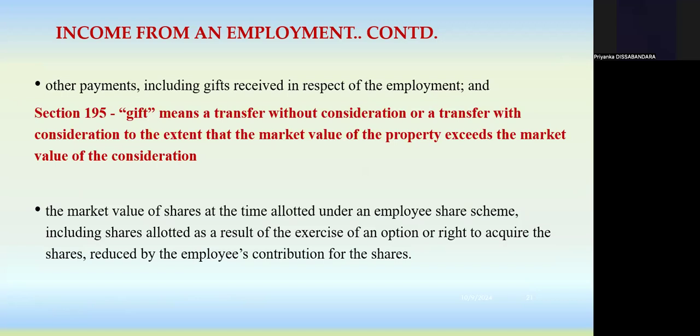The next one is other payments, including gifts received in respect of the employment. For the term gift, we have an interpretation under Section 195. So gift means a transfer without consideration. If we receive a gift in respect of the employment, the value of that gift should be categorized under employment income.